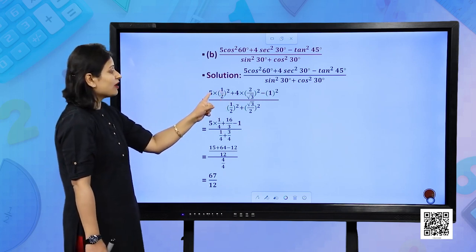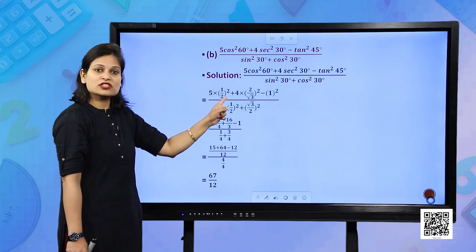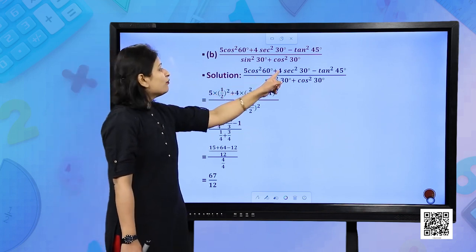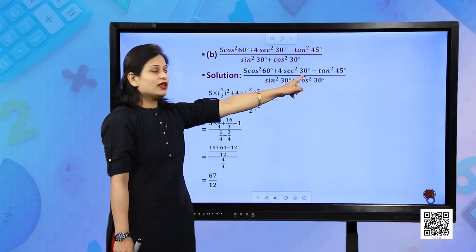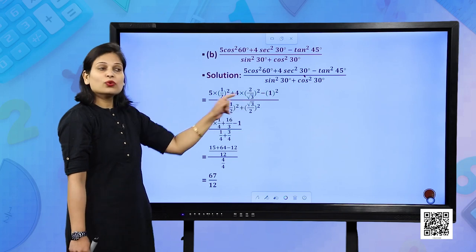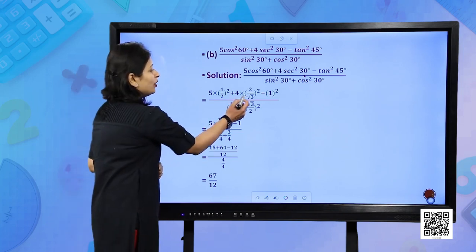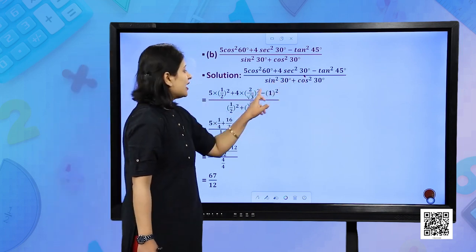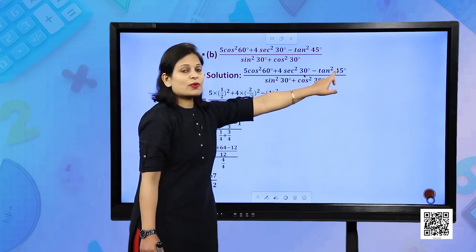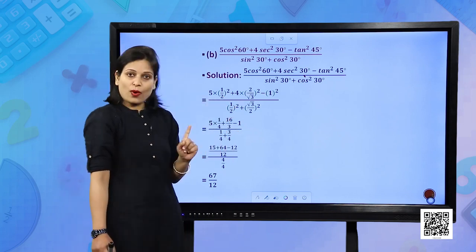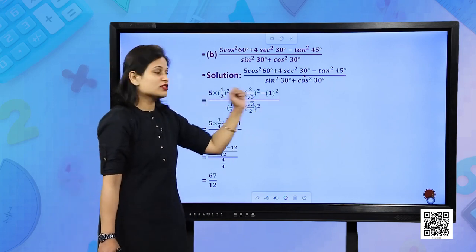What will you get? 5 into 1 by 2 whole square plus, as it is, 4 into secant square 30 degree. Now, secant 30 degree is what? 2 by root 3. So, 4 into 2 by root 3 whole square minus, as it is, tan square 45. The value of tan 45 degree is what? 1. So, 1 whole square.